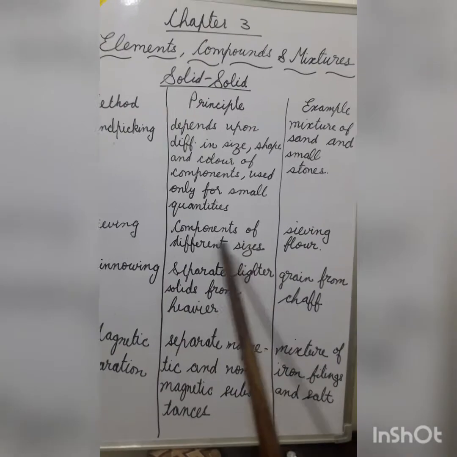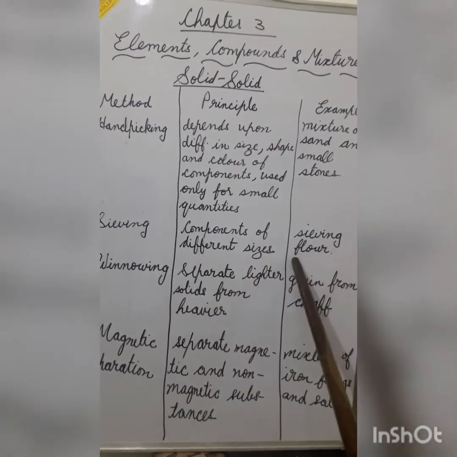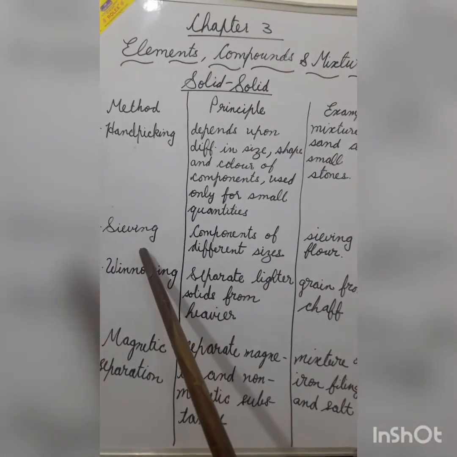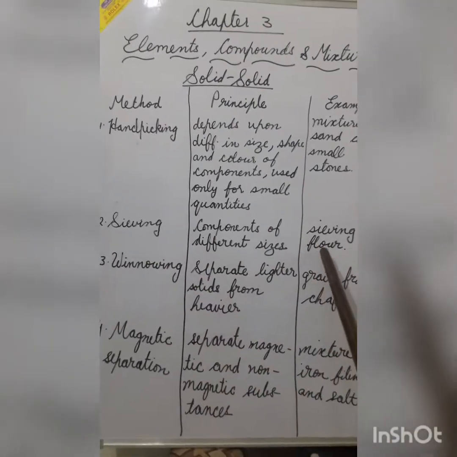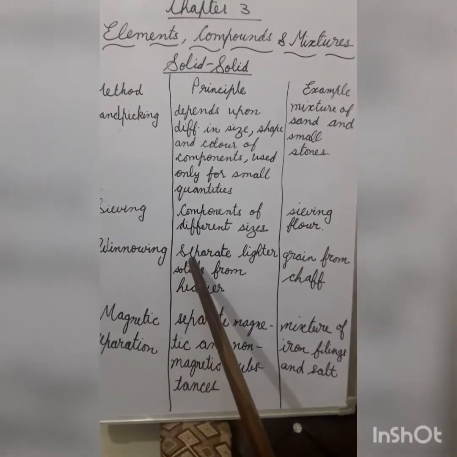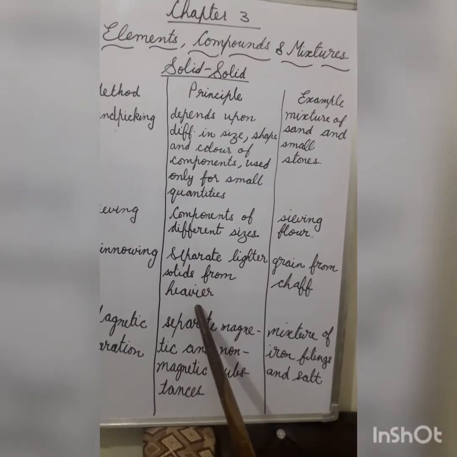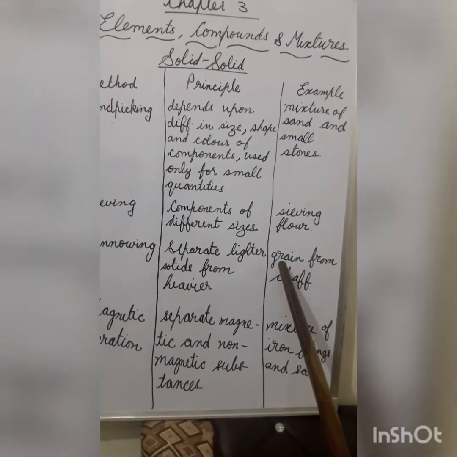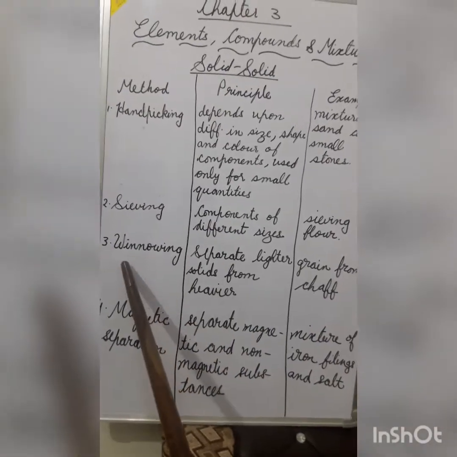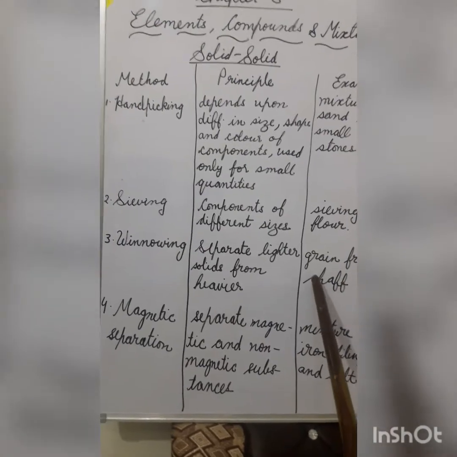In this, the components are of different sizes, like sieving of the flour. And even sieving is done for separating the sand and the pebbles. Third method, winnowing. Winnowing is separating the lighter solids from the heavier solids. Like grain, for example, grain is separated from the chaff. You must have seen farmers use this method to separate the chaff from the rice.